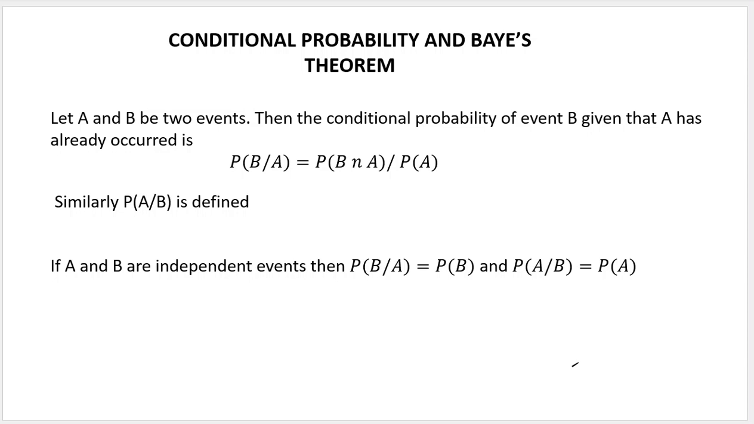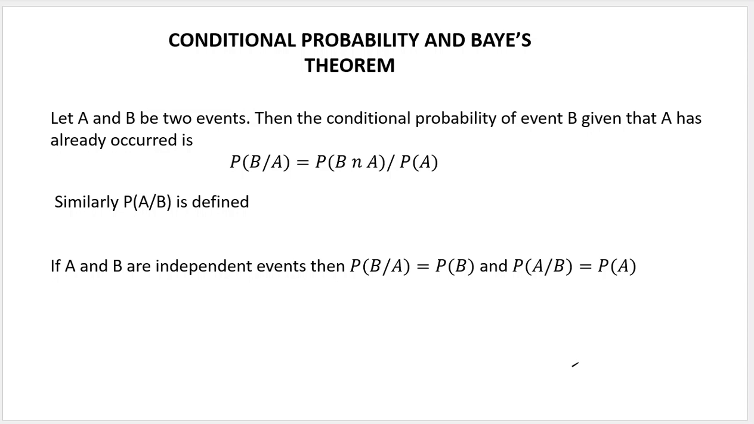So today's topic, we are going to learn conditional probability and Bayes' theorem. Now this Bayes' theorem is nothing but another way to compute conditional probability in special cases. So Bayes' theorem also gives a way to compute conditional probability in special cases. Before that, we start with the usual definition of conditional probability.